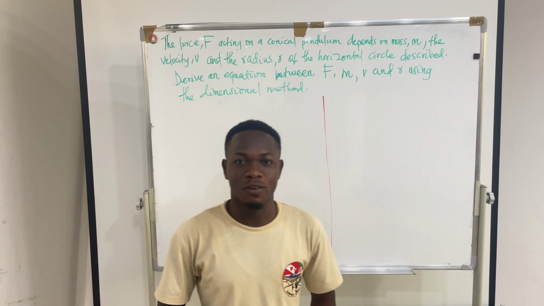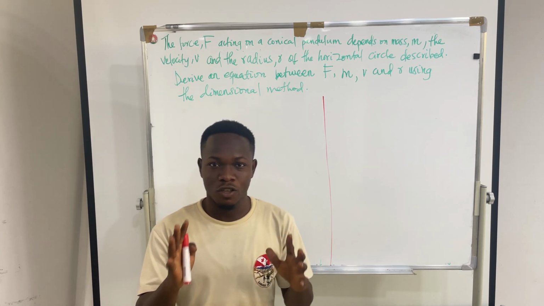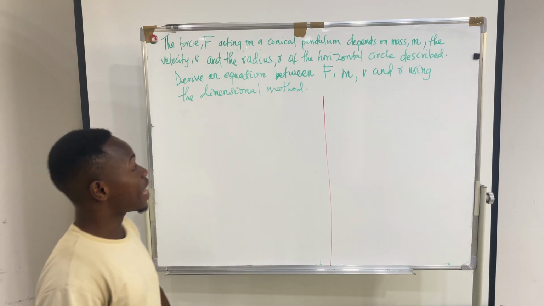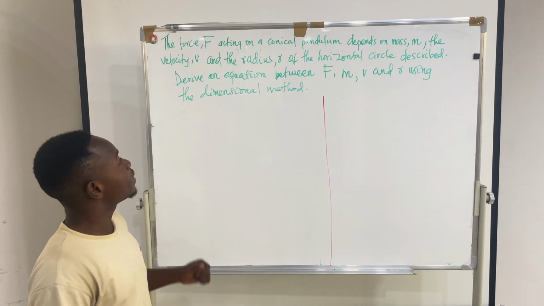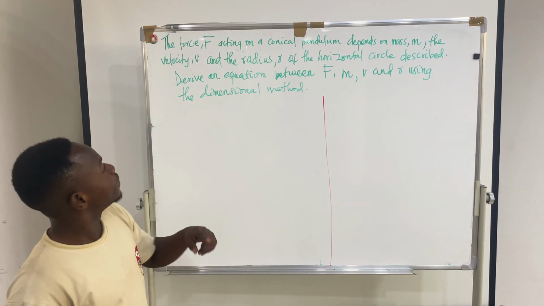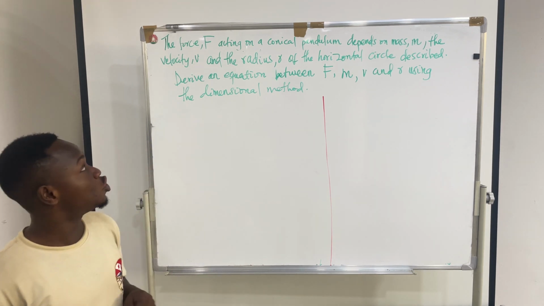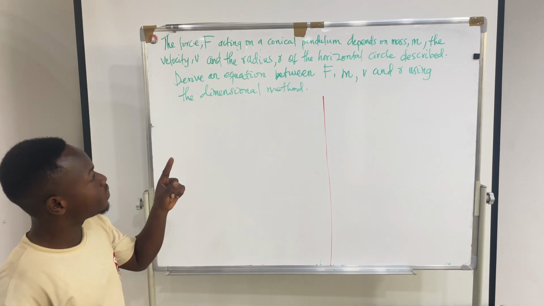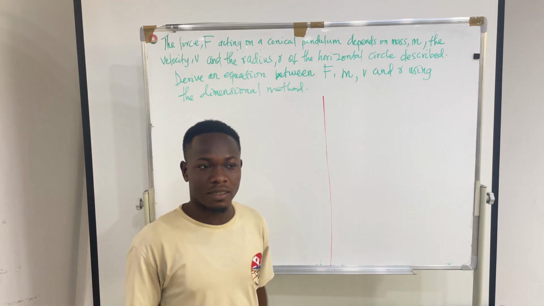The next question. Another very classical question that I can take a look at. Alright, so let's begin. The force F acting on a conical pendulum depends on the mass m, the velocity v, and the radius r of the horizontal circle described. Derive an equation between F, m, v, and r using the dimensional method or dimensional analysis.